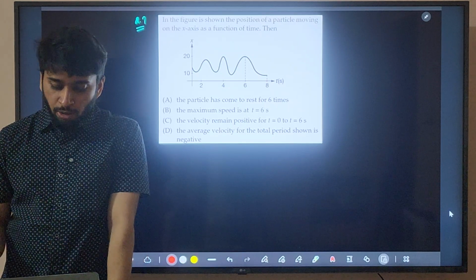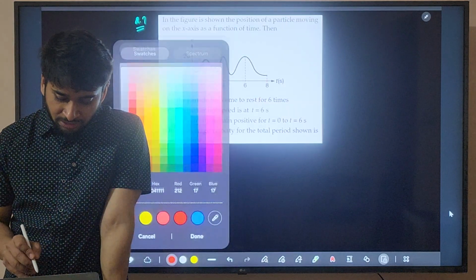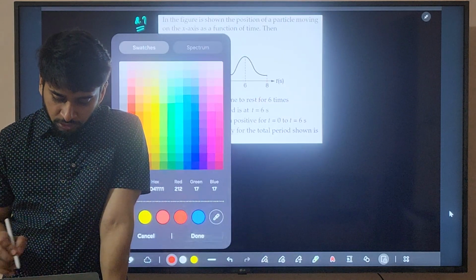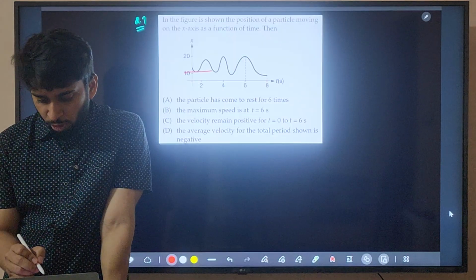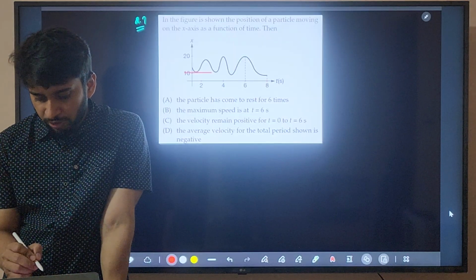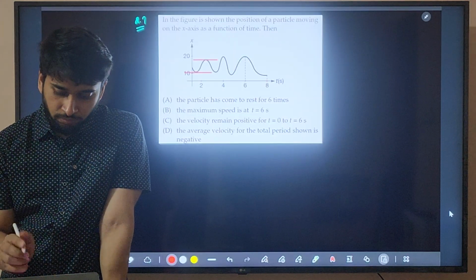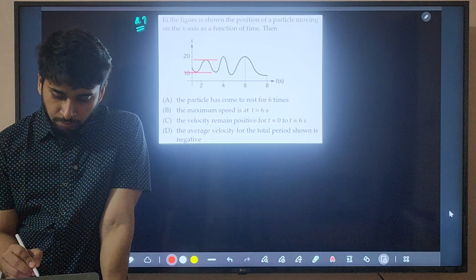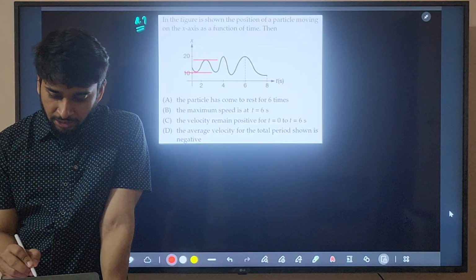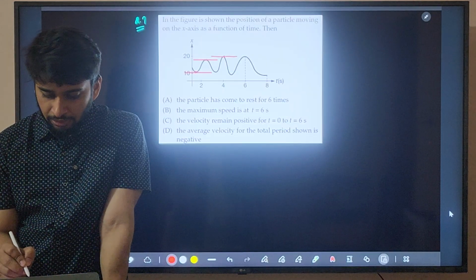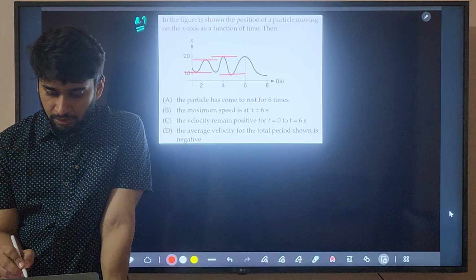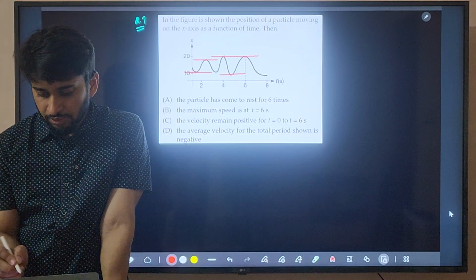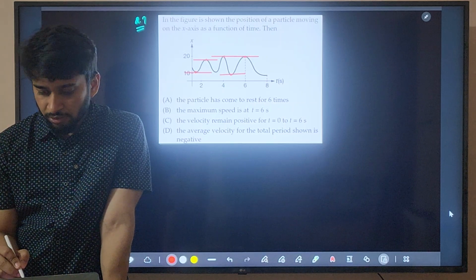So here, at how many points has the slope actually become 0? Let us check that out. At this point, the bottommost point, and similarly at this point as well, if you draw a tangent, at this point as well, if you draw a tangent.